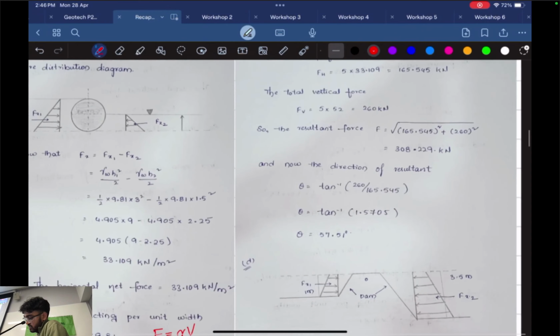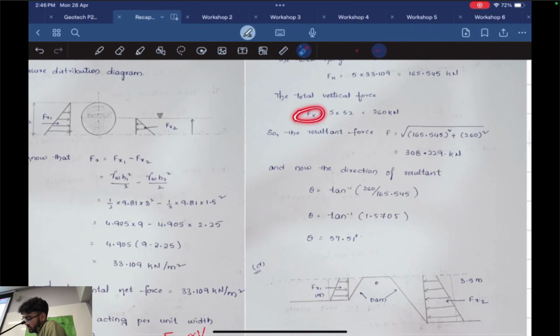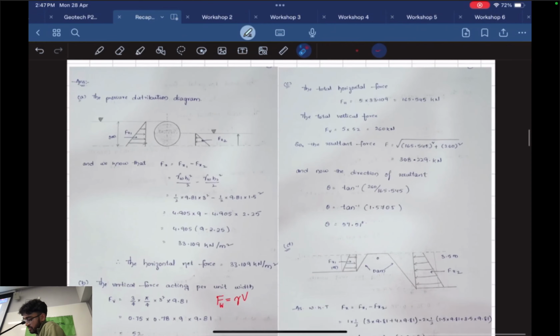Yeah, and then you see that after you find your vertical force and horizontal force, you can plug it into the formula, find the angle it's acting at, and so on.